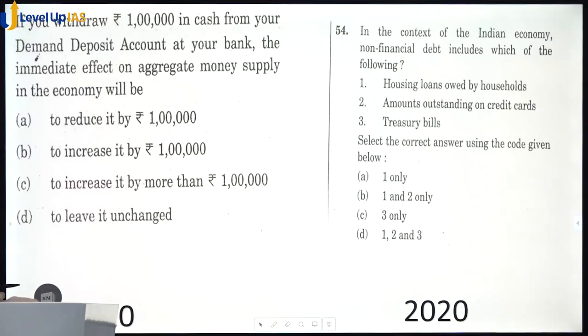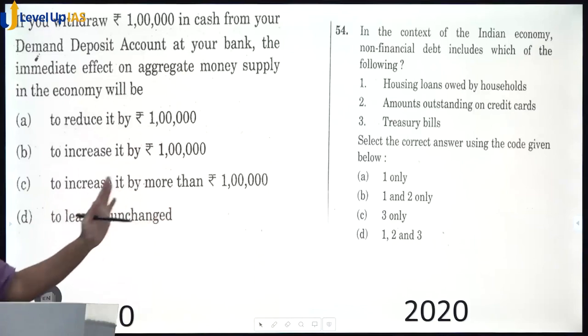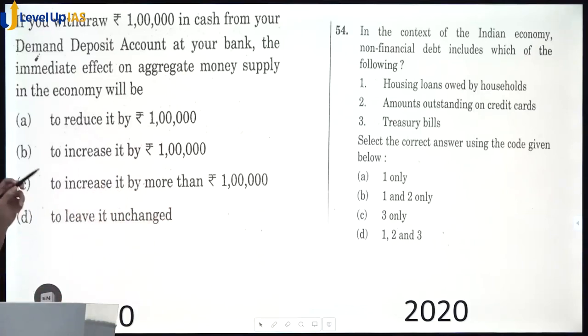Take your time. So, 2020 question. Now, do you think the answer to this is found in books? It cannot be. Maybe it will be after this paper. The key word here is immediate. Always remember, in the long term a lot can happen, because you will withdraw in cash, pay someone, that person will deposit it and it will be given out as a loan. So in the long term it will increase by more than 1 lakh. We know that credit creation. The key word is immediate effect.